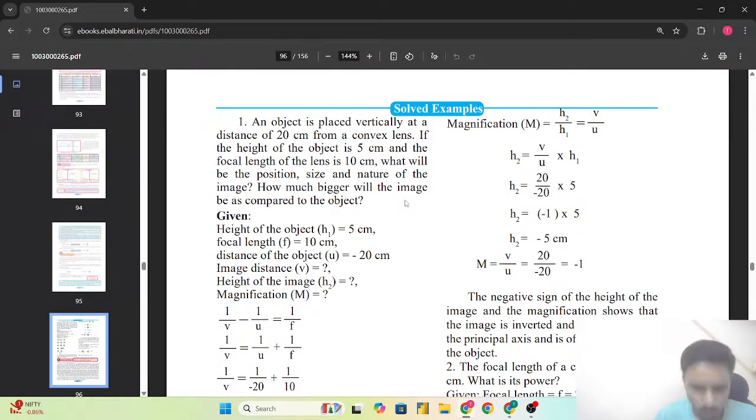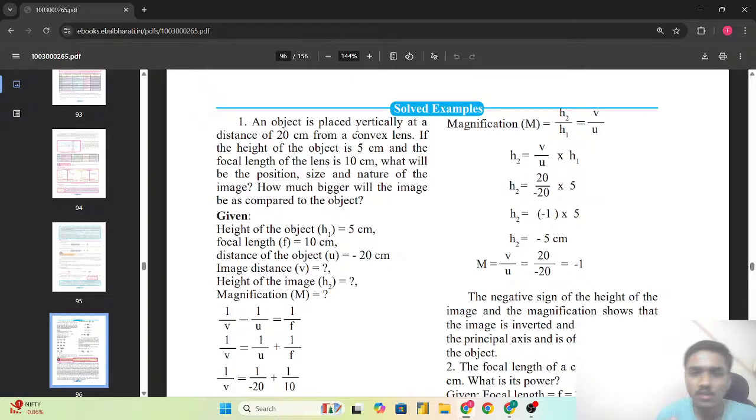So let's see the first example. An object is placed vertically at a distance of 20 centimeter from a convex lens. As this question is given in 5-6 lines, we have to read two lines at a time, and after that write down what is given. So here, an object is placed vertically at a distance of 20 centimeter from the convex lens. So at a distance of 20 centimeter from the convex lens, an object is placed vertically.